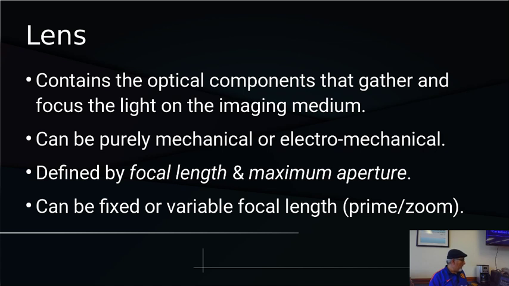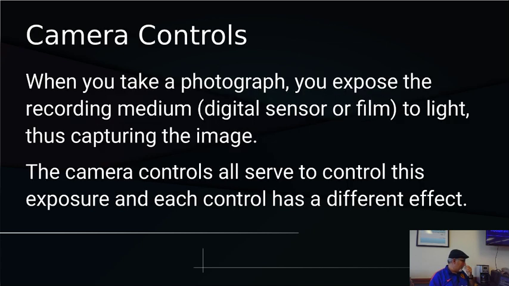So, the camera controls. The camera controls are the buttons and such that you press on the camera to make it take a photograph. But they have different effects. When you take a photograph, what you're actually doing is exposing the imaging medium, and I'm going to just narrow that down to sensor for our sake, because saying imaging medium gets cumbersome after a while. You're exposing light on the sensor to take an image, all right? That's how you capture a photo.